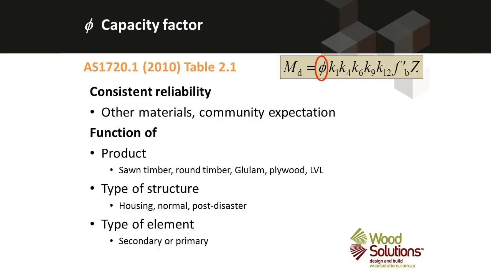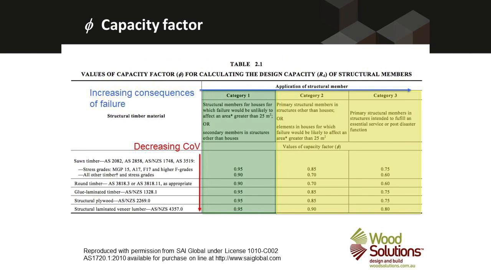It's a function of the product. It's a function of the building in which that product is going to be used and the type of element it is going to be used in. So the capacity factor table looks like this.